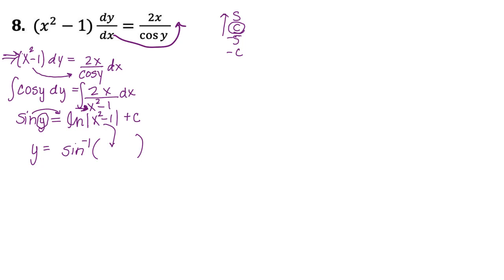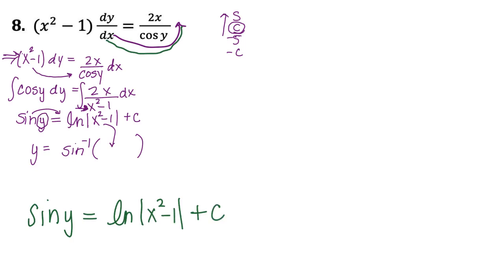Next. This one was already done. It's one we did in class. Here we can move our dx over to the other side. And we had to do a lot of rearranging on it. And then we were able to go ahead and integrate both sides. And we did get our natural log. And so our general equation, we had sine of y equals the natural log of absolute value of x squared minus 1 plus c.